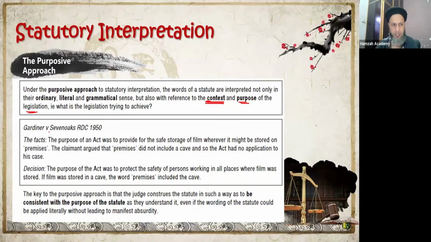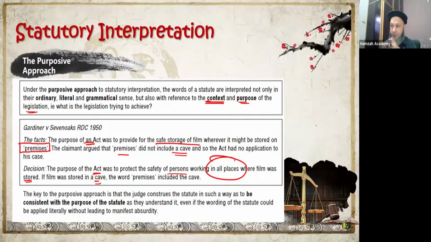So the case is Gardiner versus Sevenoaks RDC 1950. The facts of the case were: the purpose of an act was to provide the safe storage of film wherever it might be stored on the premises. So again, the word premises was used. The claimant argued that the premises did not include a cave, and so the act had no application to the case. The decision was that the purpose of the act was to protect the safety of persons working in all places where the film was stored. If the film was stored in a cave, the premises would include the cave.